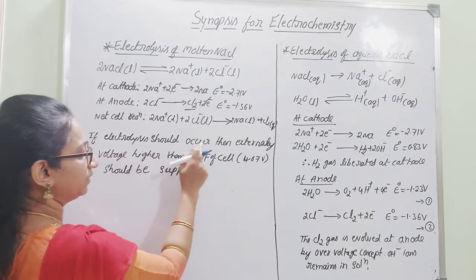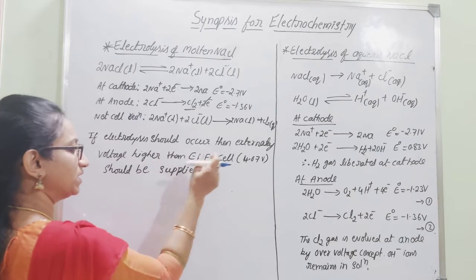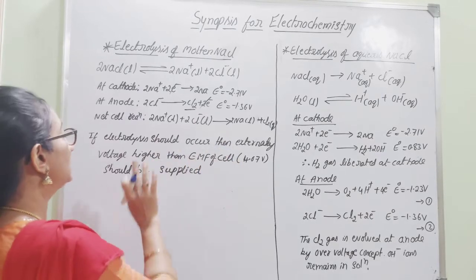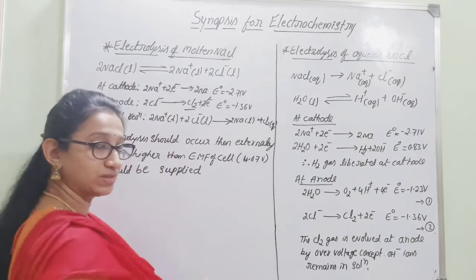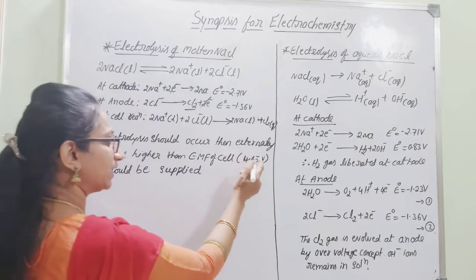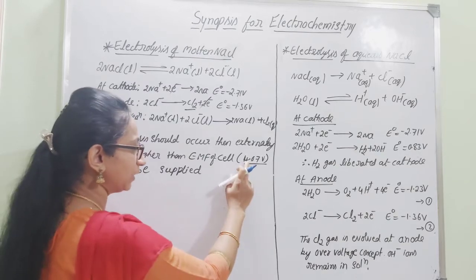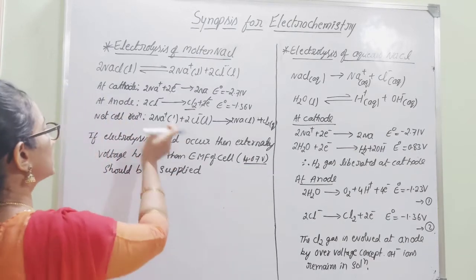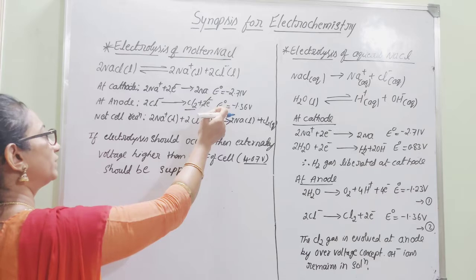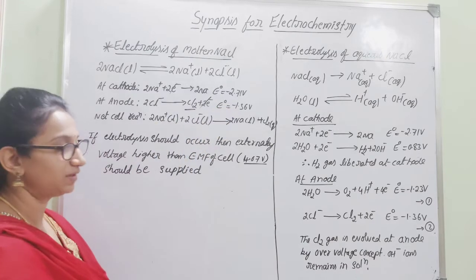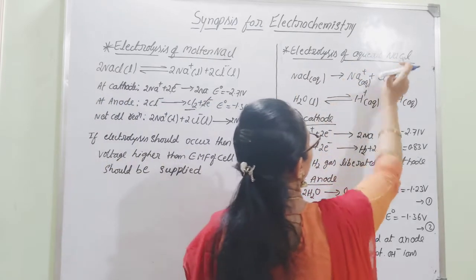Importantly, for the electrolysis to occur, a voltage should be supplied externally, which should be higher than the EMF of the cell made up of sodium and chlorine. The EMF of the cell is 4.07 volts. The supplied voltage should be higher than this value, 4.07 volts. If you supply a higher voltage than this, then this reaction will occur, as we have written, with respect to the cathodic and anodic reactions. Got it? Then another case, that is regarding electrolysis of aqueous sodium chloride.